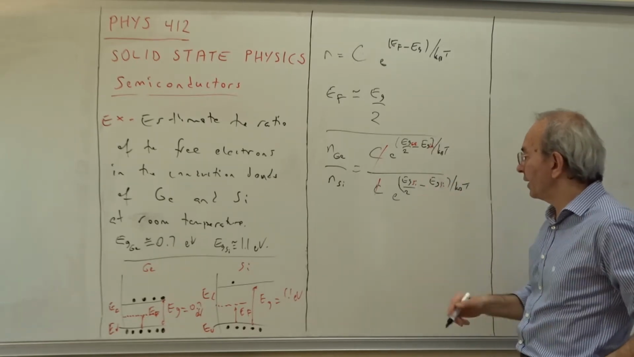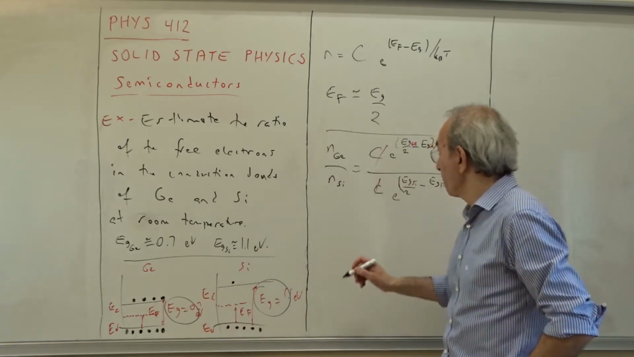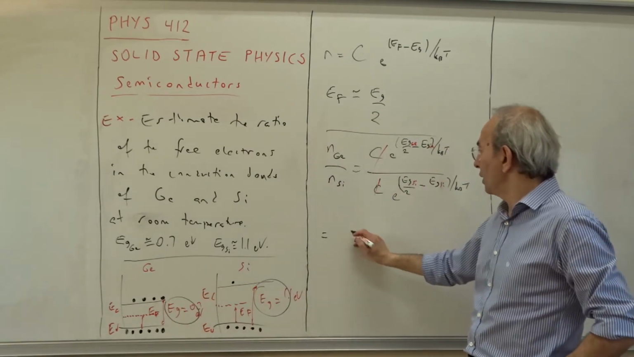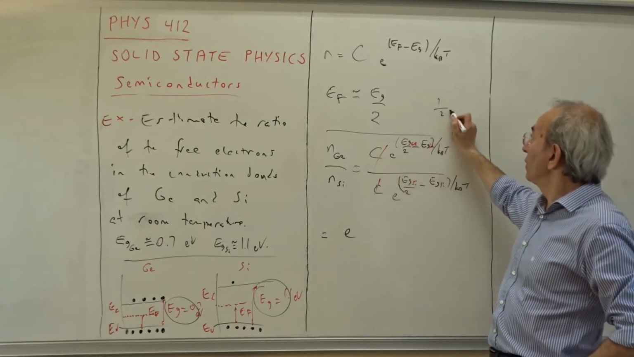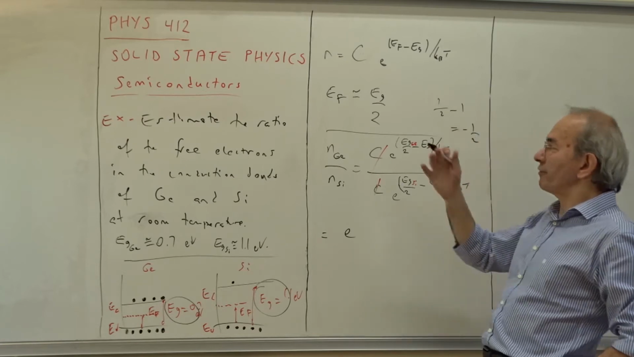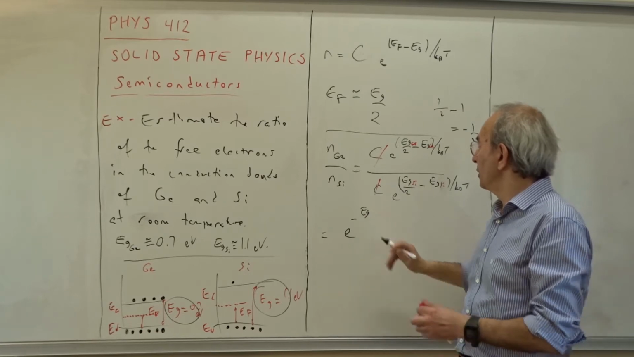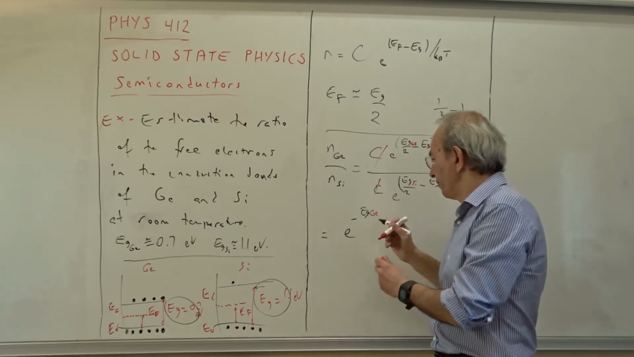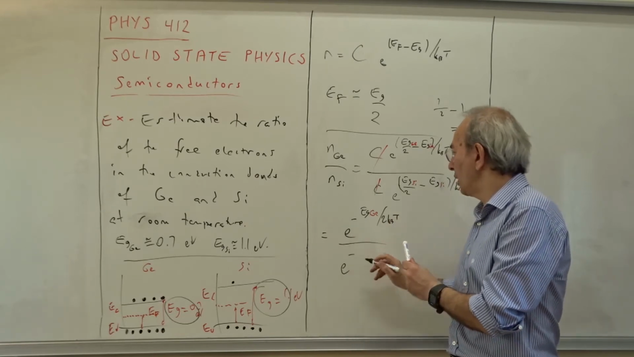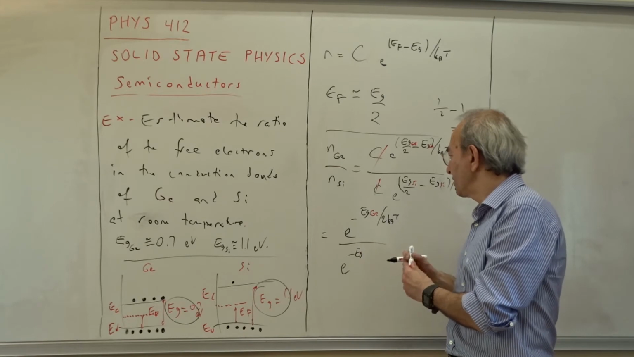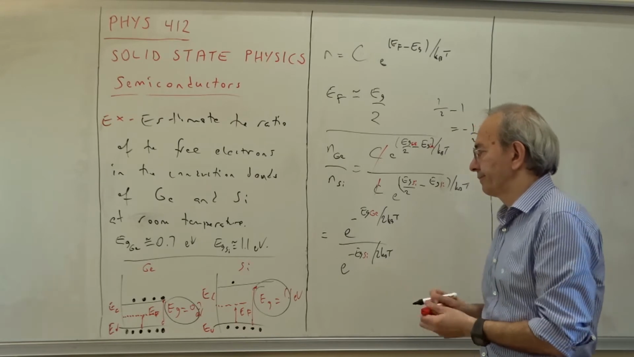And what about the rest? Here we have the values of the band gaps. So this ratio turns out to be e to the power of 1/2 minus 1, which is just minus 1/2, remember. So it is negative: e to the minus EG germanium divided by 2 KBT, over e to the minus EG silicon divided by 2 KBT.